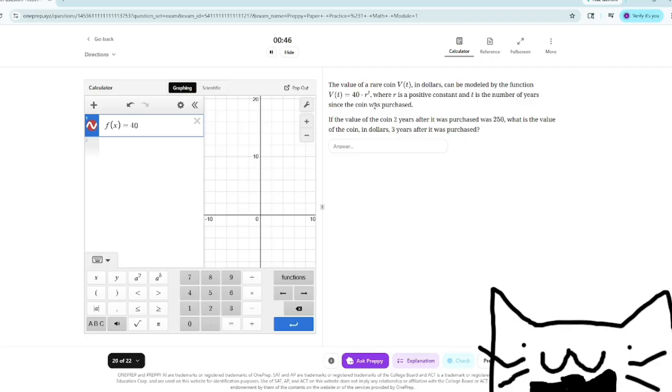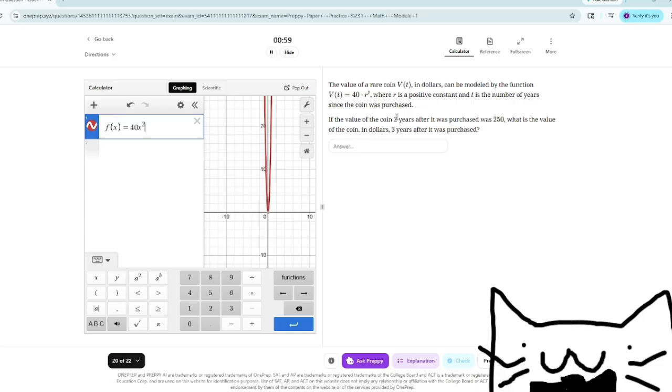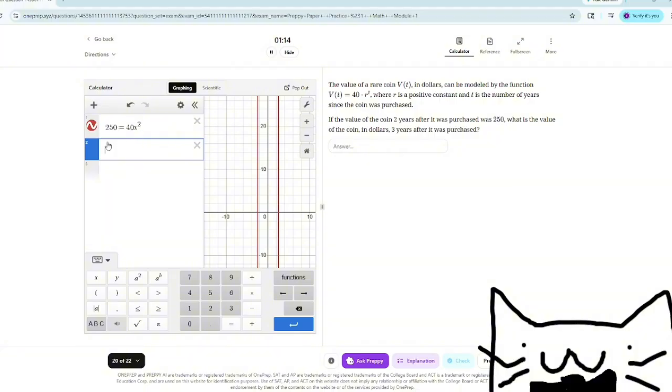So we can just put x. After 2 years, the value of the coin was 250. This has to equal 250. And then something squared times 40.